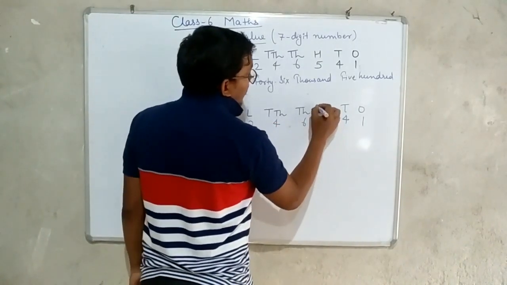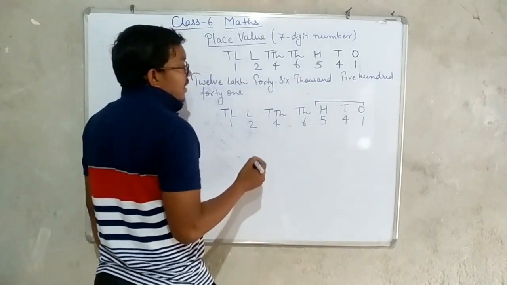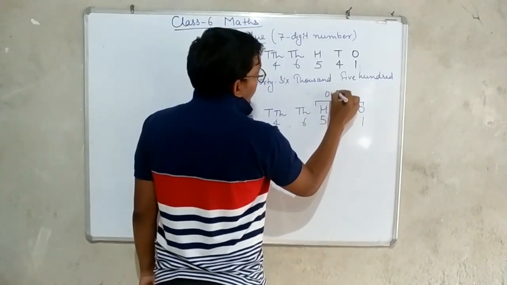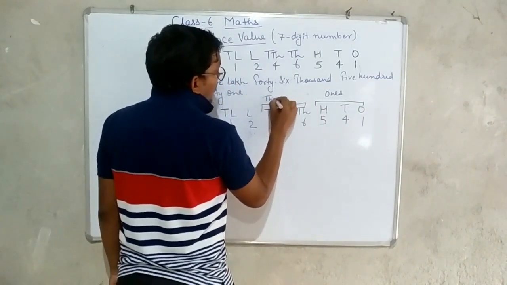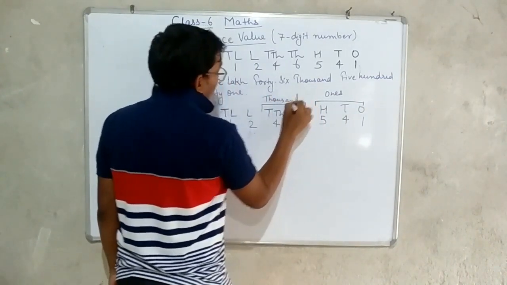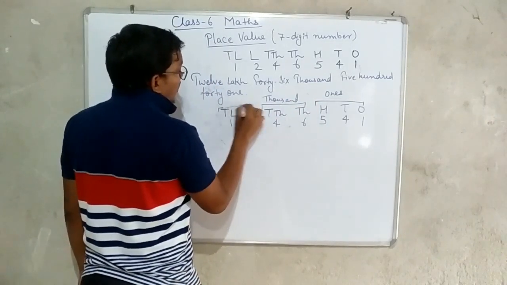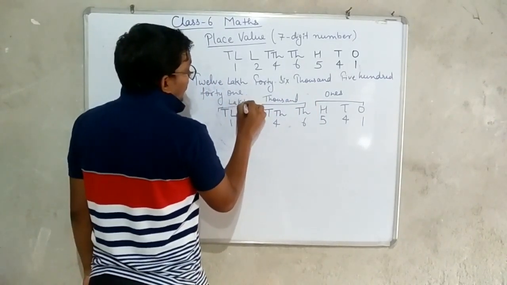So ones, tens and 100 come in the ones group. And again 1000 and 10,000 come under the 1000 group, and lakhs and 10 lakhs come under the lakhs group.